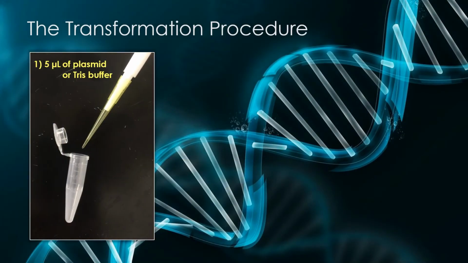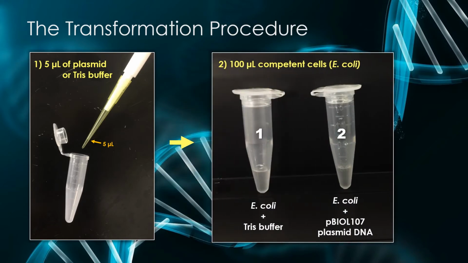Now let's talk about the transformation procedure step by step and how it works. The very first step is we're going to add our plasmid DNA or the Tris buffer to a couple of microfuge tubes. You can see 5 microliters is right there. It's a very small volume. Next, we're going to add the cells.